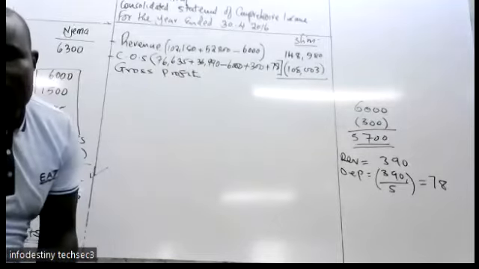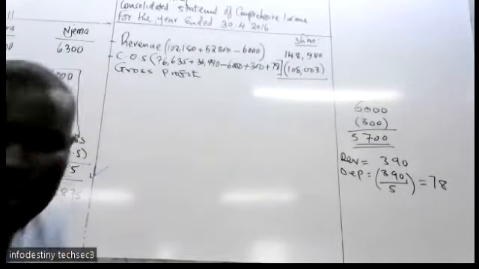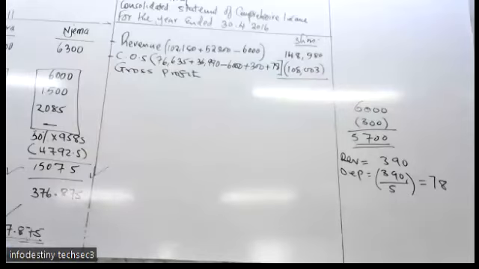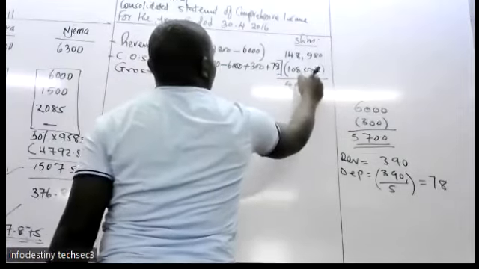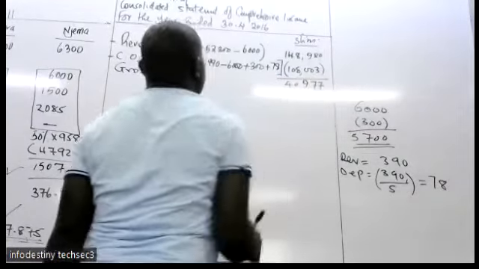So gross profit, how much? 4977. Proceed.